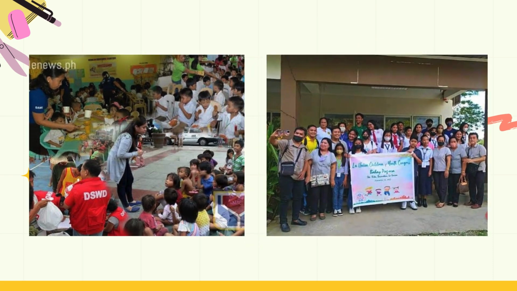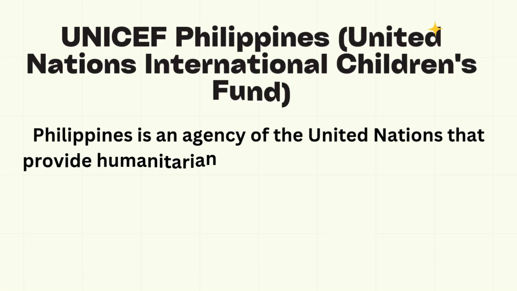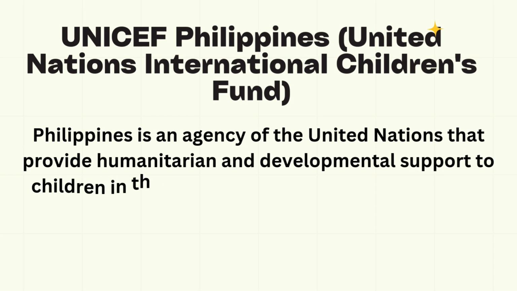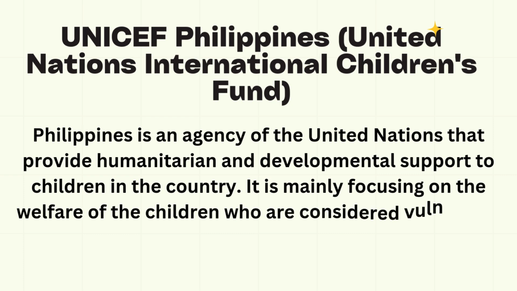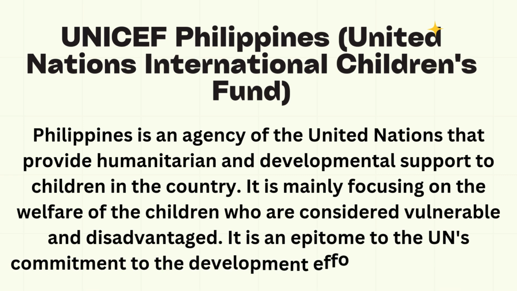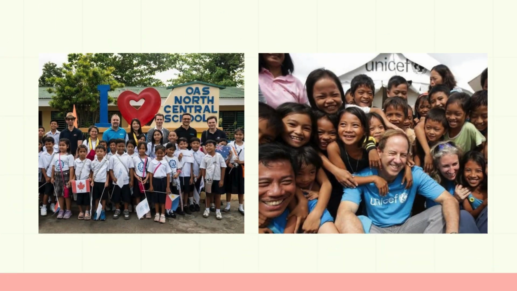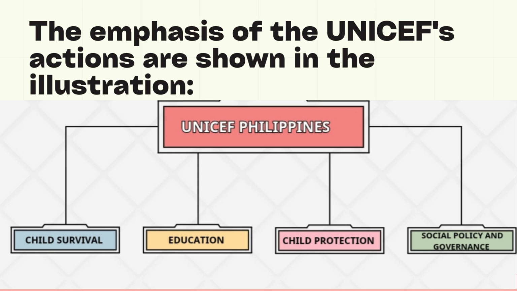Here are examples of children and youth welfare. UNICEF Philippines, United Nations International Children's Fund, Philippines is an agency of the United Nations that provides humanitarian and developmental support to children in the country. It is mainly focusing on the welfare of the children who are considered vulnerable and disadvantaged. It is an epitome of the UN's commitment to the development efforts of every state. The emphasis of UNICEF's actions are shown in the illustration.